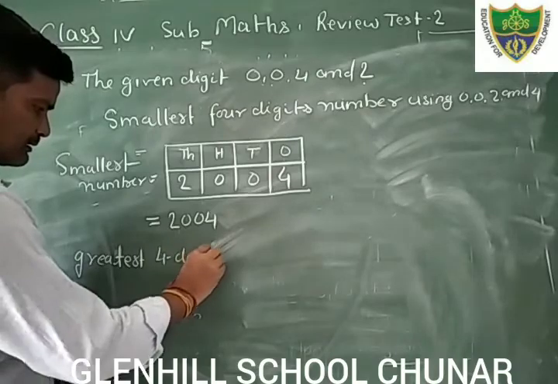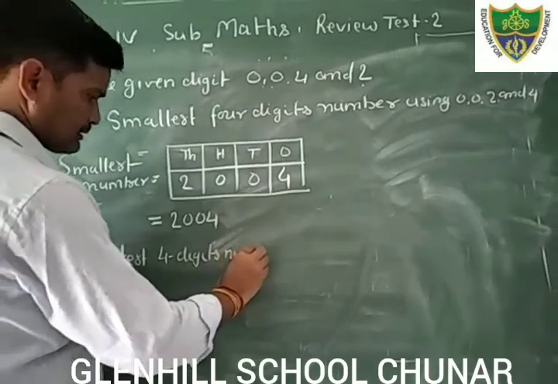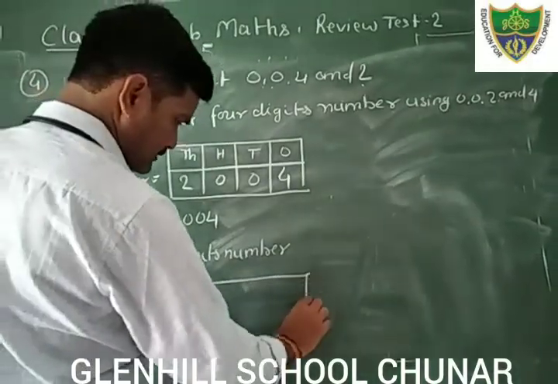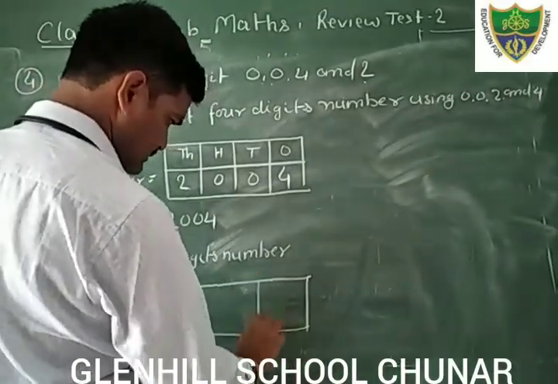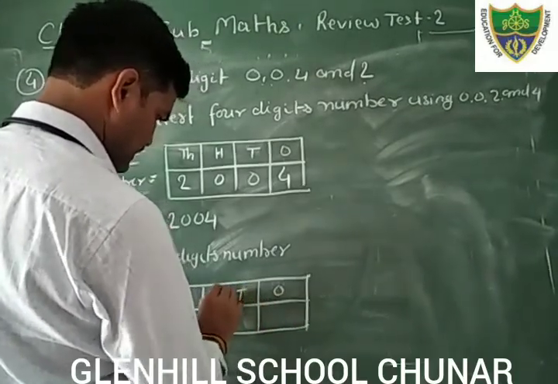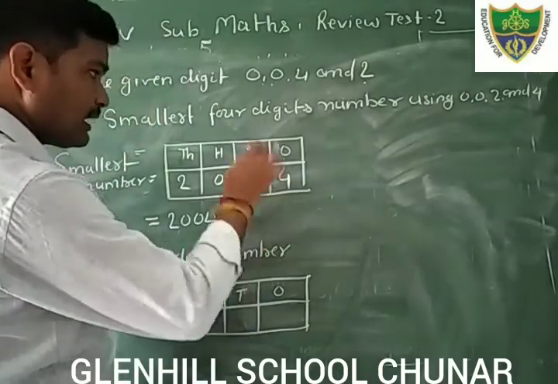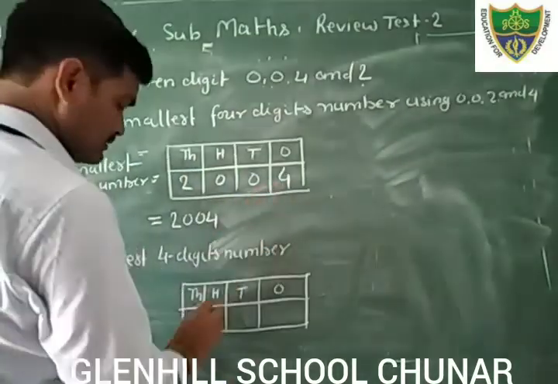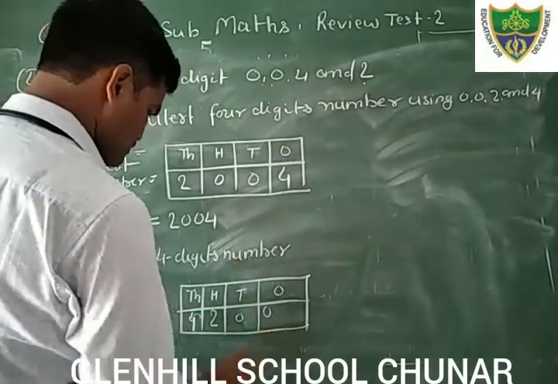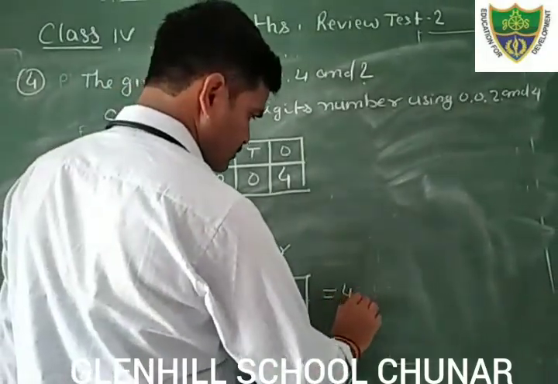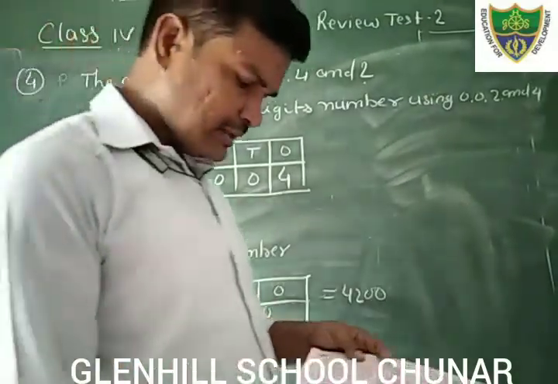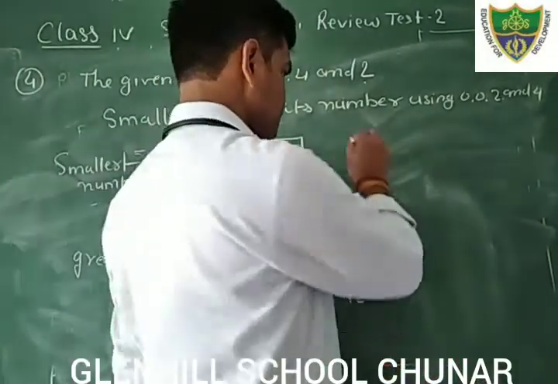And greatest 4-digit number. To write the greatest, here ones, tens, 100, 1000. We will write the largest of the given digits, that is 4, again the largest 2, again 0, 0. So that number is 4200. Again in the question it is given to find their sum and difference.